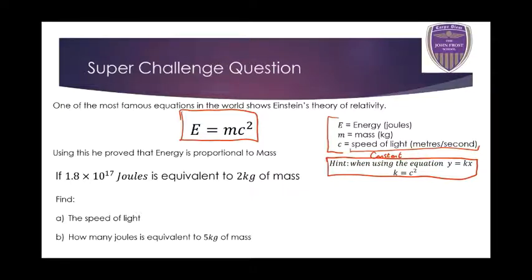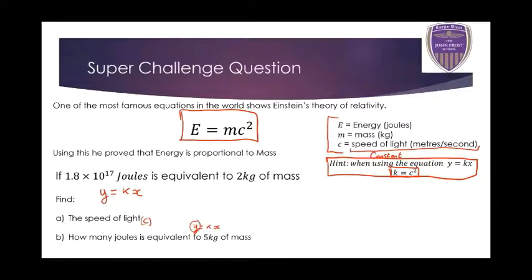I'm telling you that 1.8 times 10 to the 17 joules is equivalent to 2 kilograms of mass. Using this information, you need to find the speed of light if you're using the formula y equals k of x. You're trying to find the letter c, so you're trying to find what c is. But remember, the constant in this formula is c squared. So you're trying to find the speed of light, which is c. And then the next part is you need to find out how many joules is equivalent to 5 kilograms of mass.